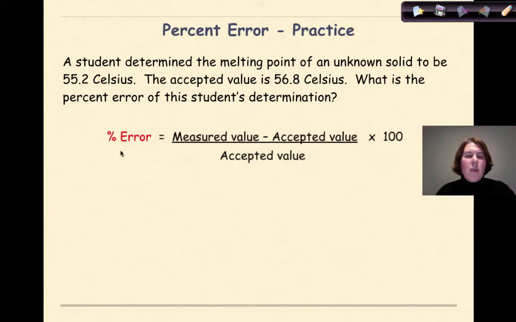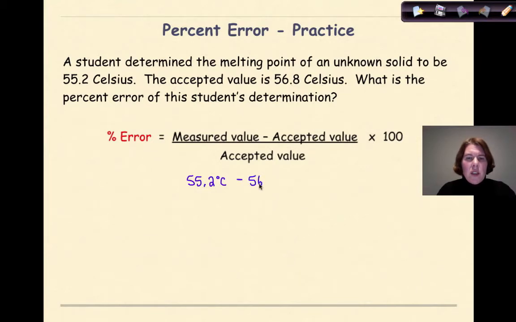So here we have our percent error formula right here, which is percent error equals measured value minus accepted value divided by the accepted value times 100. Let's go ahead and plug our values in. So the measured value here is 55.2 degrees Celsius minus the accepted value, and the accepted value is 56.8 degrees Celsius.